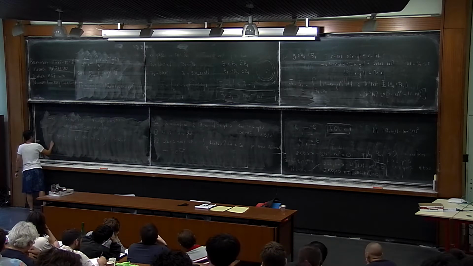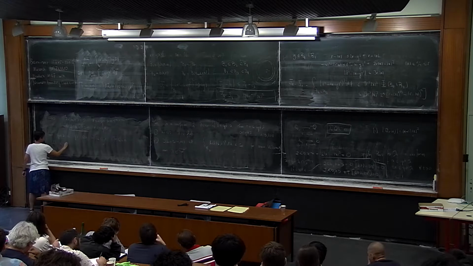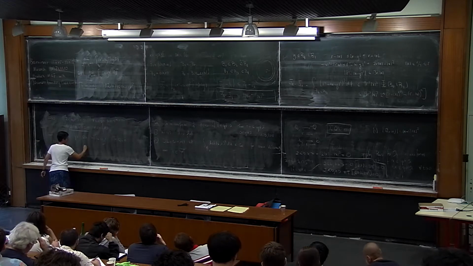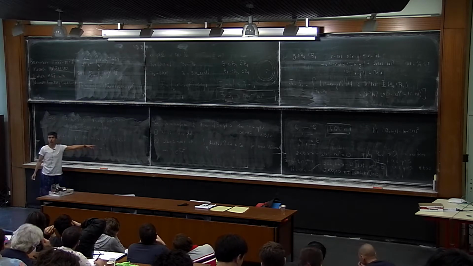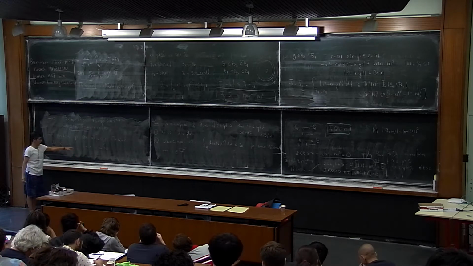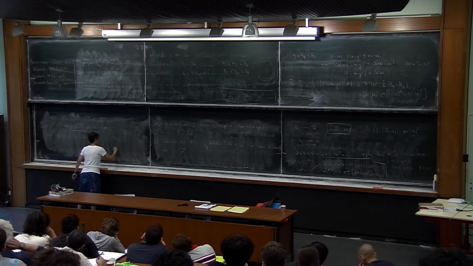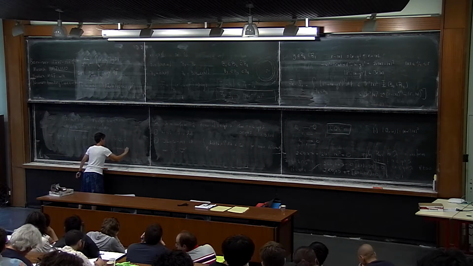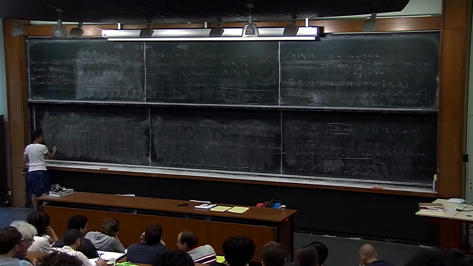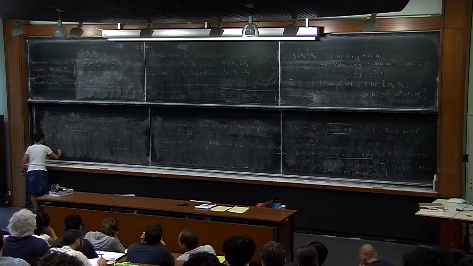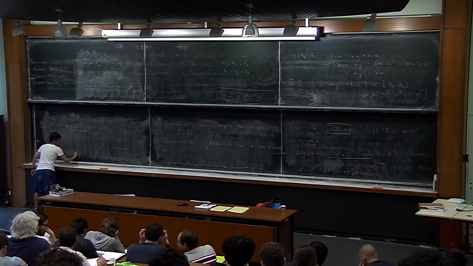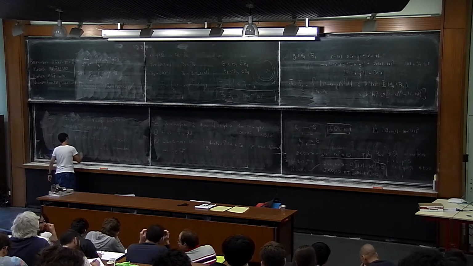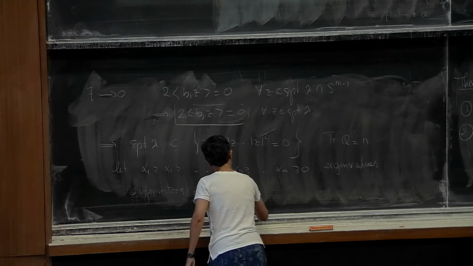So let alpha 1, alpha 2, alpha n, alpha m be the eigenvalues. It was a non-negative symmetric form, so the eigenvalues are greater than or equal to 0. And the eigenvectors are e_k, k from 1 up to n.